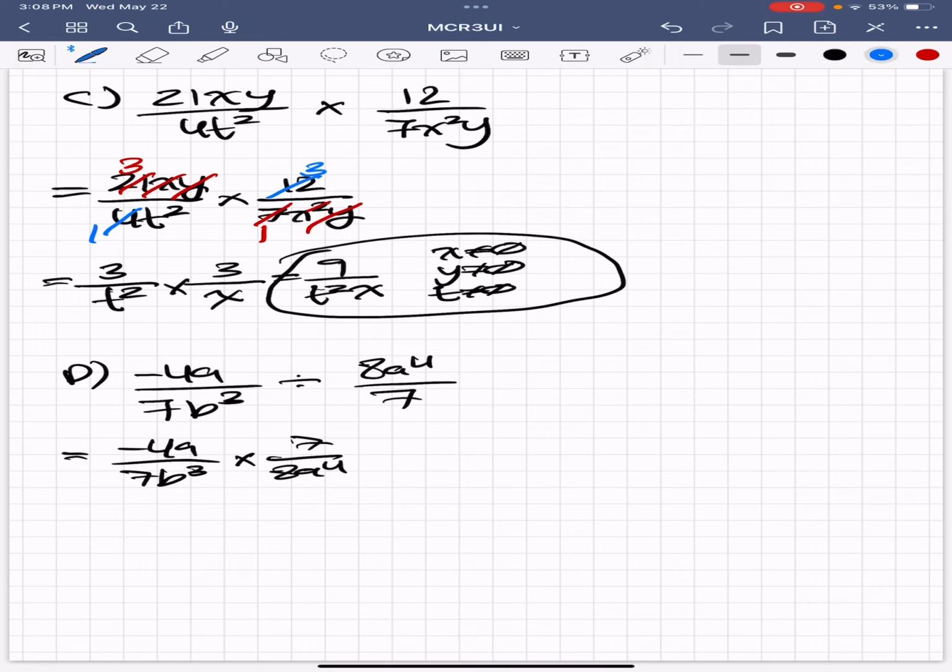Blue will be the 7, so this would be 1, 7 would be 1, and we're left with b3. Okay, so -4 would become a -1, and 8 would become a 2. A would be crossed out, the 4 would be crossed out and become 3. And let's see what we're left with.